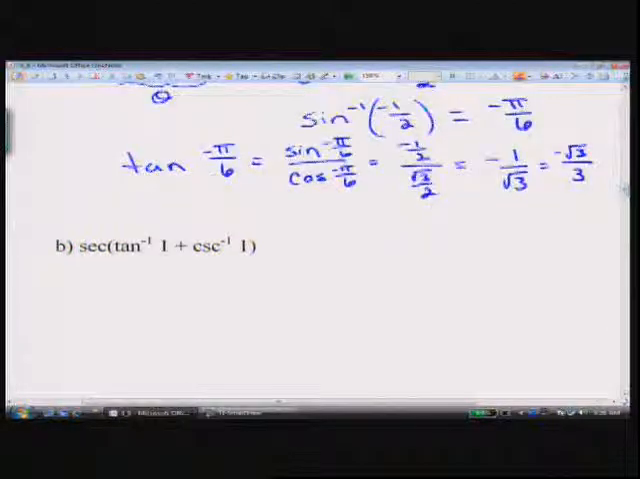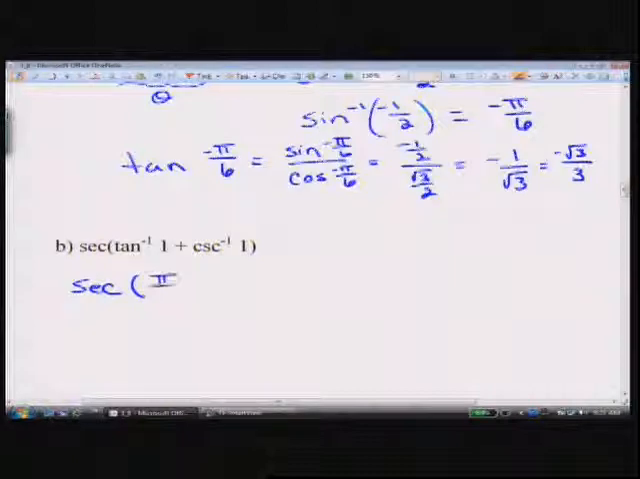All right. This problem is kind of fun. The secant of the inverse tangent of 1 plus the inverse cosecant of 1. All right, we already did the inverse tangent of 1. We found that to be pi over 4. Now, the inverse cosecant is the same as considering the inverse sine of the reciprocal of 1, which is still 1. So when is the sine 1?